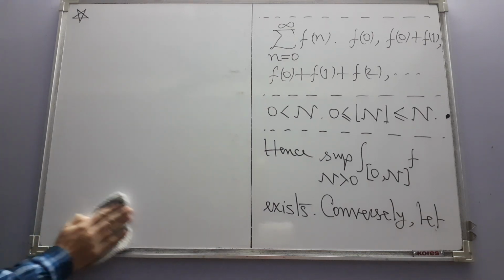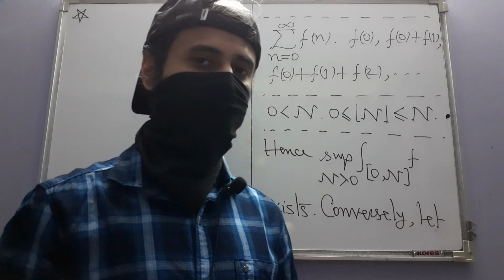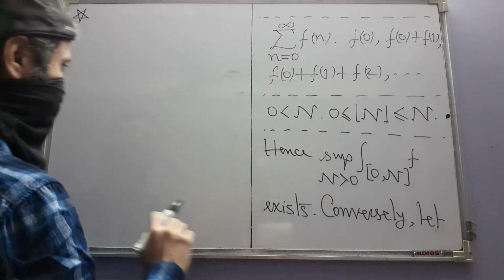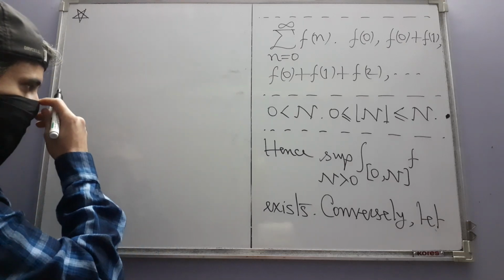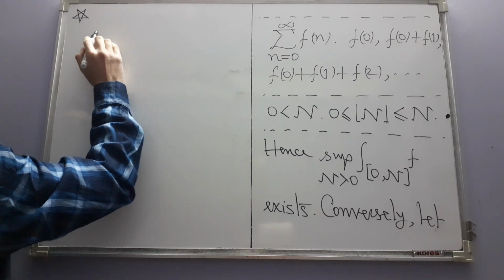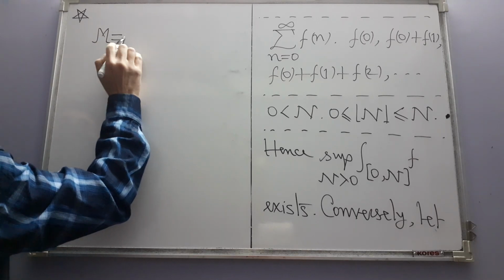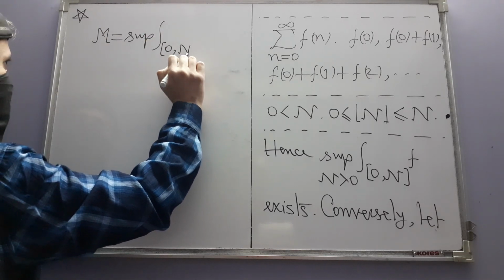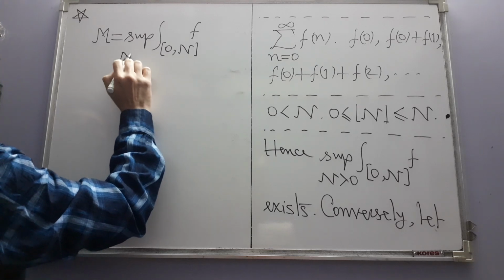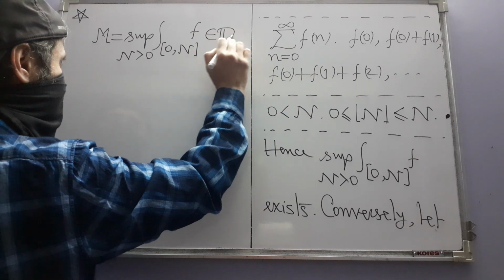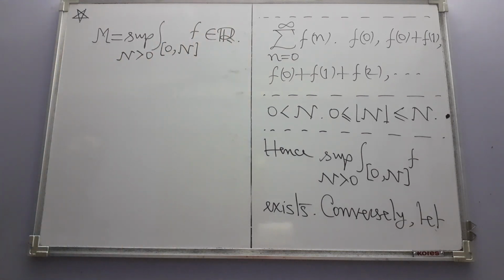And this time also, in this converse part also, we will have to carefully choose a partition. Let us give this quantity some name, say capital M. We call that one capital L, so let's call this capital M. Let M, which is the supremum of this, be finite, means let it be a real number. Okay.